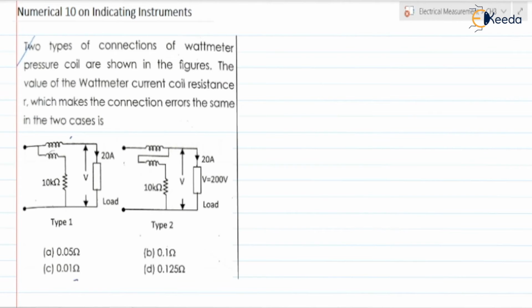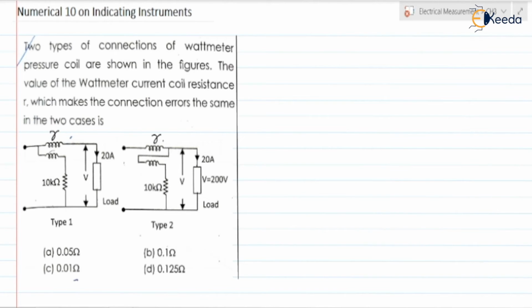In this case, the pressure coil is connected at the supply side. In this case, the pressure coil is connected at the load side. The value of the wattmeter current coil resistance is small r, which makes the connection errors the same in both the cases. And they have given four options. So our task is to find the value of small r, that is the resistance of the current coil.